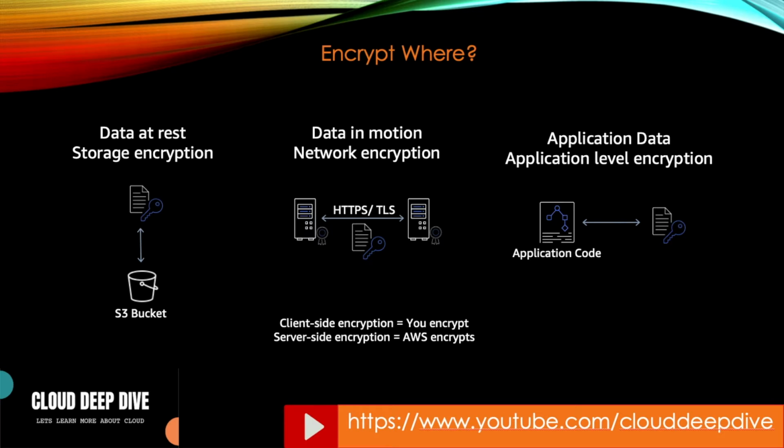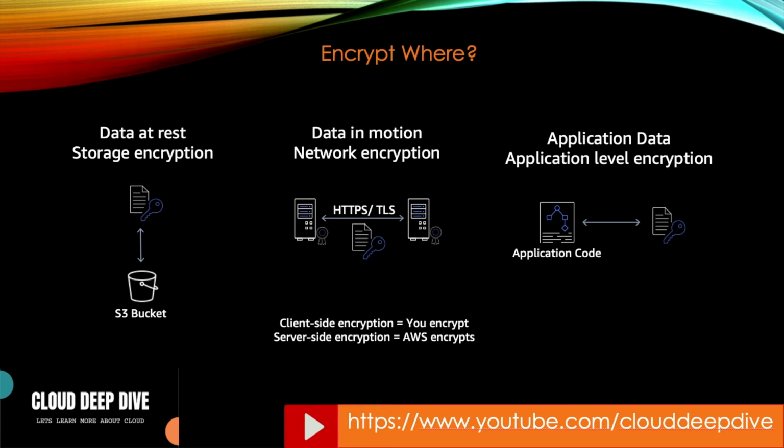Third is application level encryption. That is, all the data flowing through your application should be encrypted. With that, two different concepts come into the picture. There is client side encryption and server side encryption. What does this mean? Client side encryption means that you will be encrypting the data and then sending it to another person or to the server. Server side encryption means that you will just send the data and the server will encrypt and store it for you.